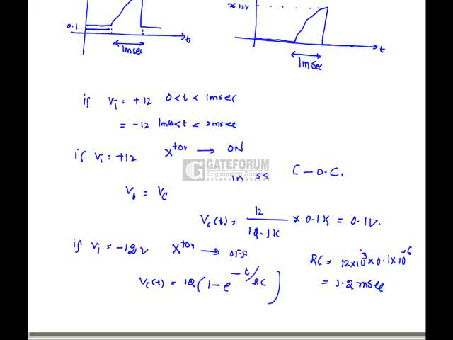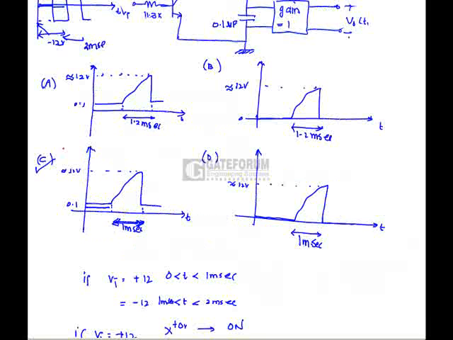But the duration of the input waveform which has minus 12 volts is only 1 millisecond, while the time constant is 1.2 milliseconds, meaning it needs more time to charge towards minus 12. So after 1 millisecond it is going to attain plus 12 again. When it is plus 12, the output is going to be 0.1 again. Hence the charging period of the output waveform is only 1 millisecond, that is 1 to 2 milliseconds. Hence the output waveform is C. Option C is correct.